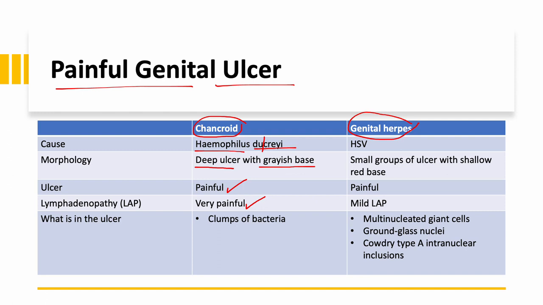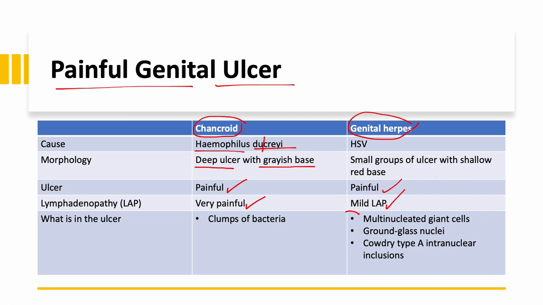The initial manifestation of genital herpes simplex infection is small vesicles, then they will rupture and form those painful ulcerations. It's a painful ulceration with mild lymphadenopathy.